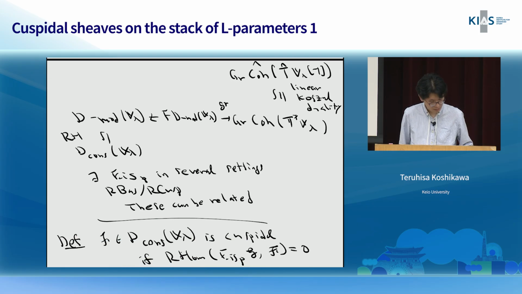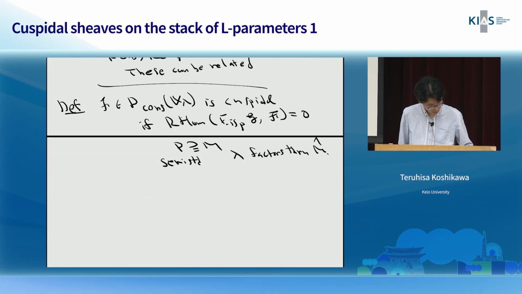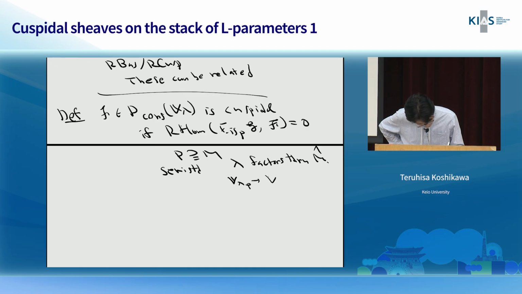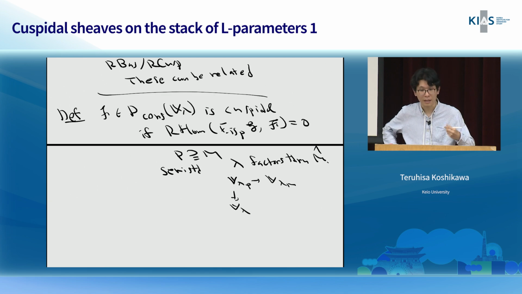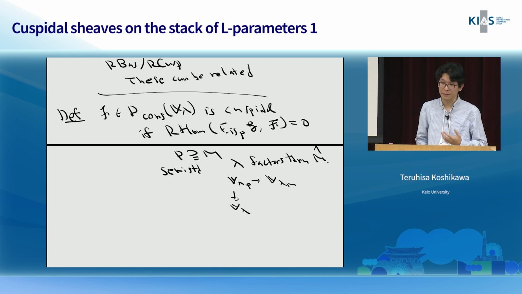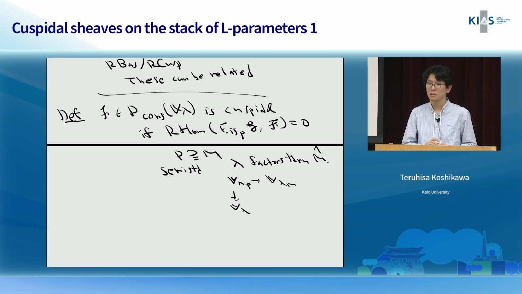And I'll state something later, but if lambda factors through m hat, then I can think of the diagram, and you can play the usual game, like construct the Eisenstein sheaves functor. Okay.